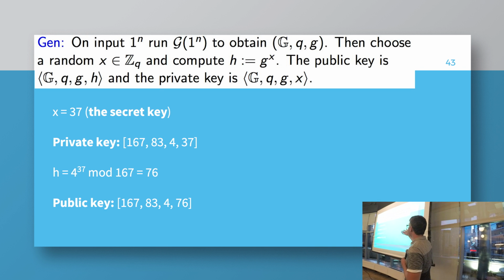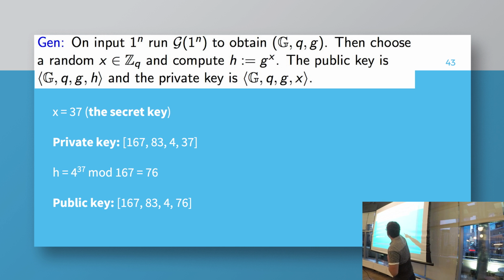So now we want to generate keys with this. We want to generate a private key and a public key. The first thing we have to do is choose a random x, which goes up to q. So it has to be a number from 1 to 83, because 83 was our q. And so we're going to pick 37 as the secret key. Of course, we're using a really small number in this example. It would have to be a very, very large number to be secure.